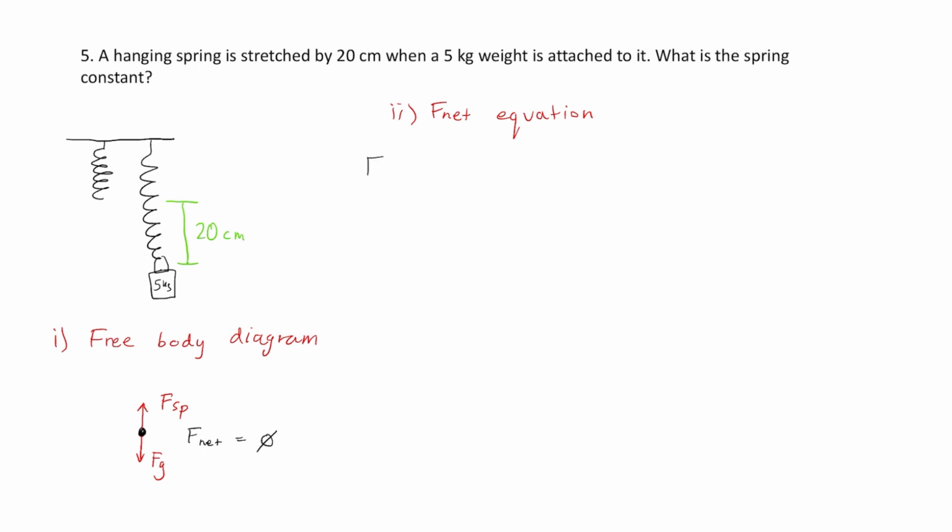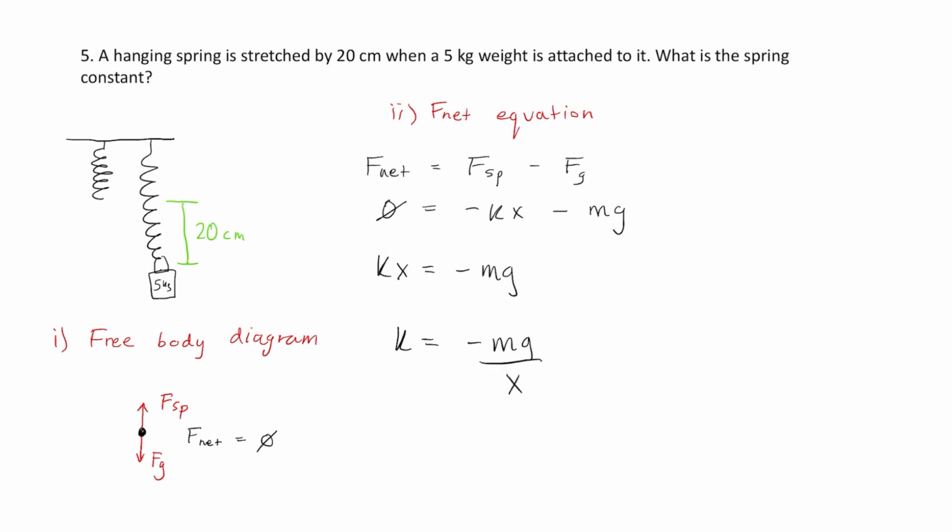The next thing we want to do is write our Fnet equation. So we have Fnet is equal to the spring force minus the force of gravity. We can replace Fnet with 0, we can replace the spring force with negative kx, and of course, we can replace the force of gravity with mg. Now we were asked to solve for the spring constant, so we will rearrange and isolate for k. And we find that the spring constant is equal to negative mg divided by x.